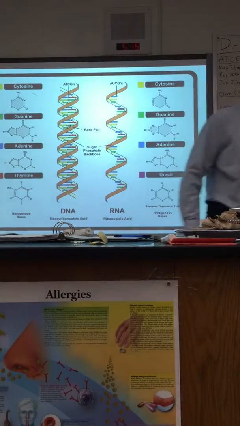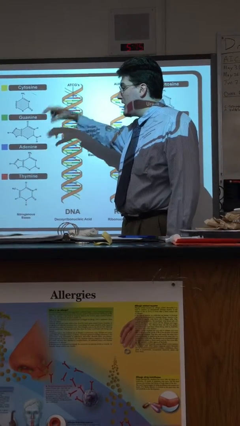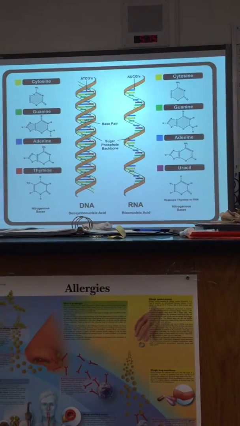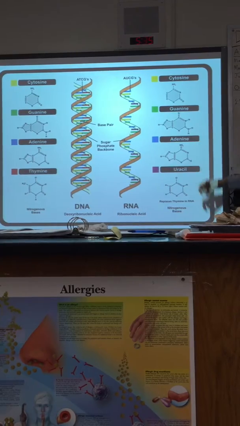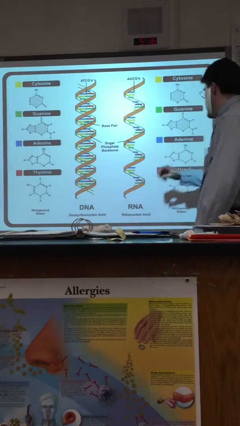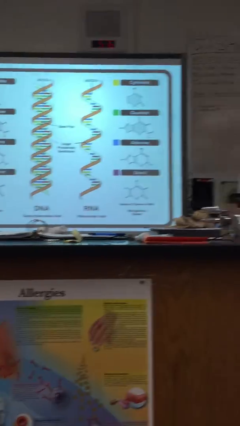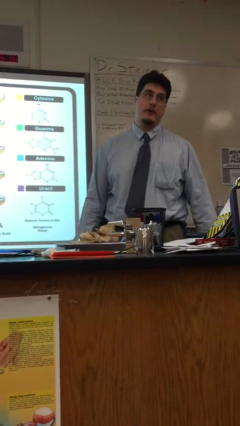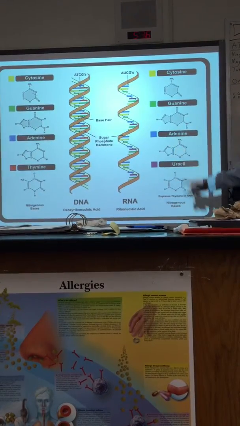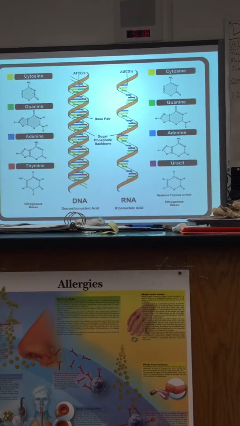So your DNA has cytosine, guanine, adenine, and thymine. Your RNA has cytosine, guanine, adenine, and uracil. Thymine belongs to DNA, uracil belongs to RNA. They will never, ever have thymine on RNA. You will never have uracil on DNA. That is how you tell it apart on the Cambridge exam.